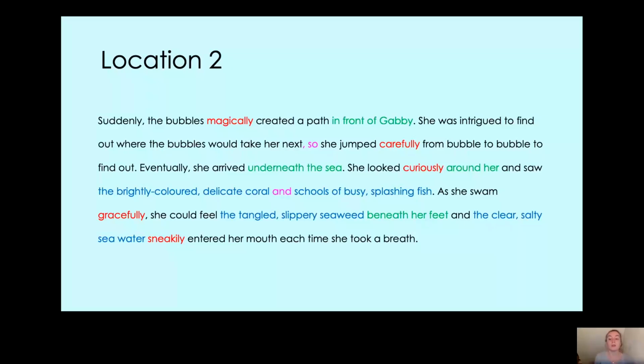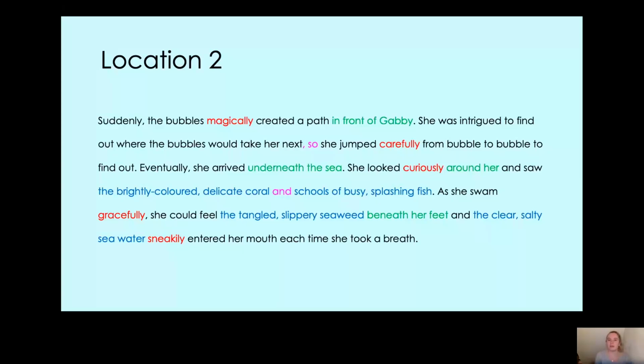As she swam gracefully, as she swam elegantly, as she swam slowly, as she swam quickly. Okay, so lots of different adverbs of manner that can describe how she swam. She could feel the tangled, slippery seaweed beneath her feet. Okay, so I've again used an expanded noun phrase for the sense of touch. And I've said beneath her feet, or you could say under her, or at the bottom of the sea, on the sea floor. Okay, there are lots of different options that you can use for an adverb of place within the sea. And the clear, salty seawater sneakily, also it sneakily entered her mouth.